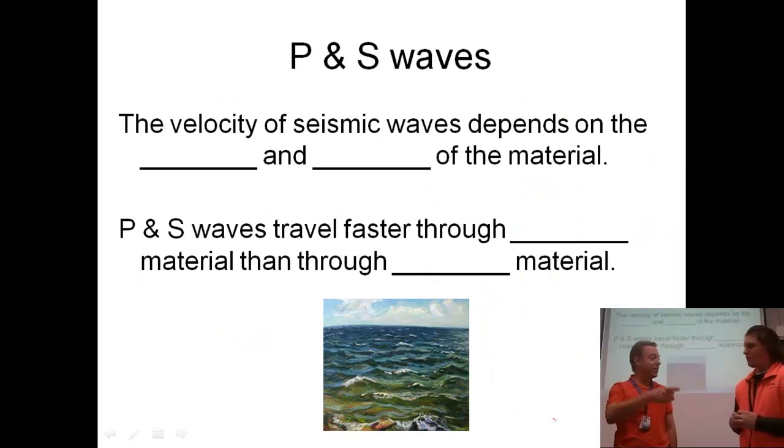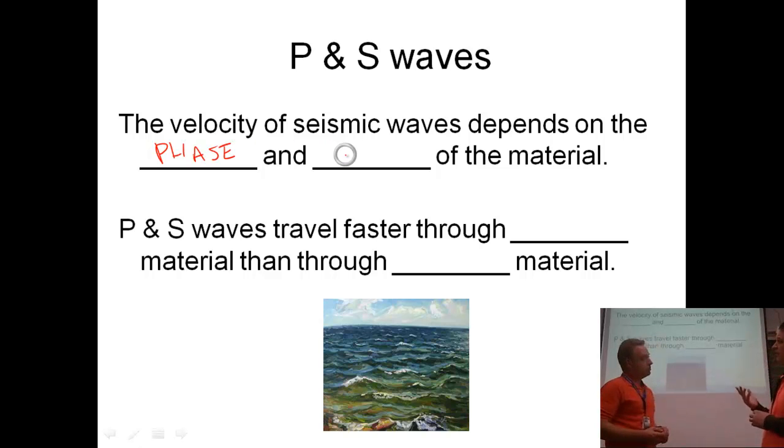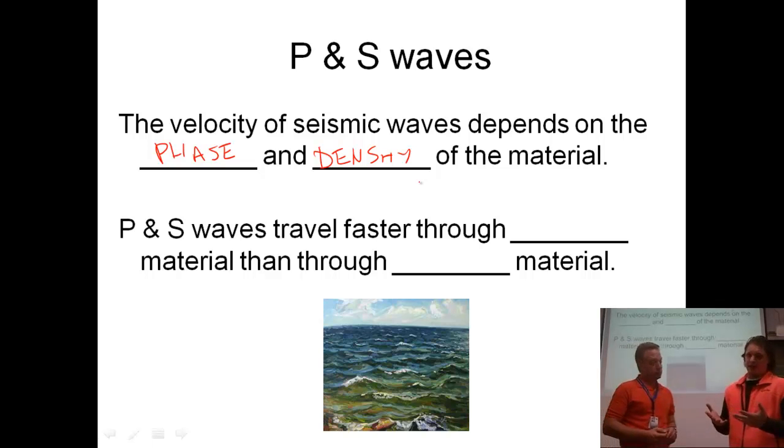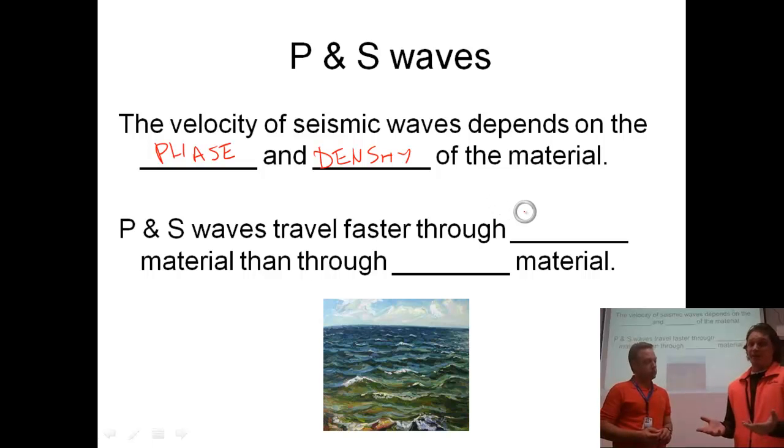Oh, that's leading right into this slide right here. So the velocity of seismic waves depends on what? You said the phase? Yeah, I thought the phase, and then maybe the density of the material. So if the density changes, maybe the speed will be affected by it. And if the phase changes, so if we're going from solid to liquid or semi-solid, then that may have an effect on the velocity of the wave as well. So we'll say phase and density there.